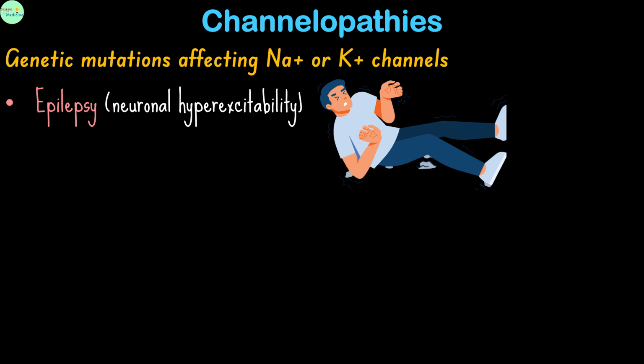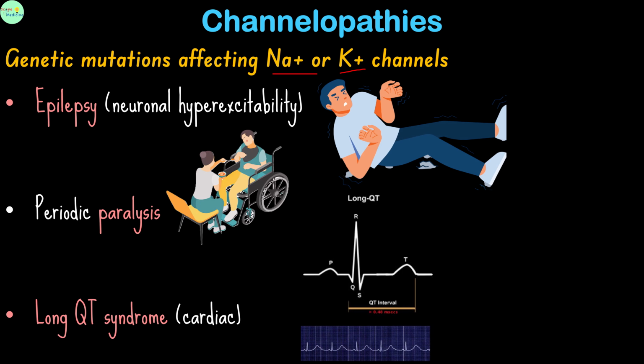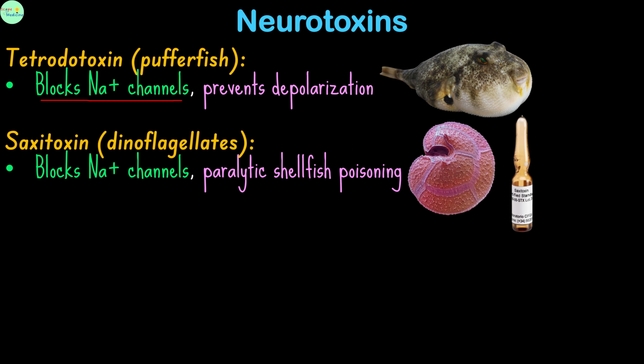Channelopathies are genetic mutations affecting voltage-gated sodium or potassium channels, leading to disorders such as epilepsy from neuronal hyperexcitability, periodic paralysis, and long QT syndrome affecting cardiac action potentials. Neurotoxins that affect action potentials include tetrodotoxin found in pufferfish, which blocks voltage-gated sodium channels and prevents depolarization, causing paralysis and potentially death.